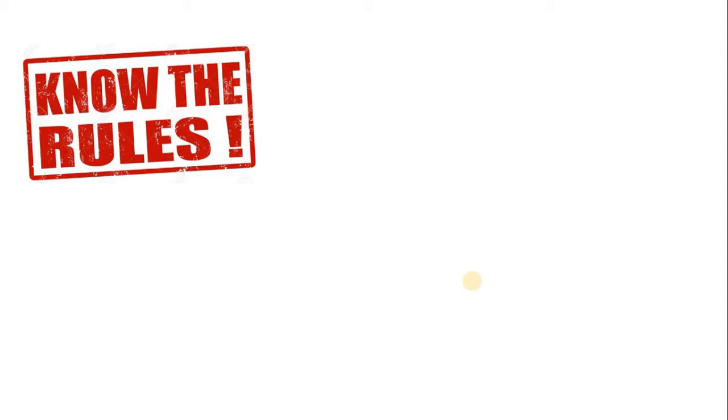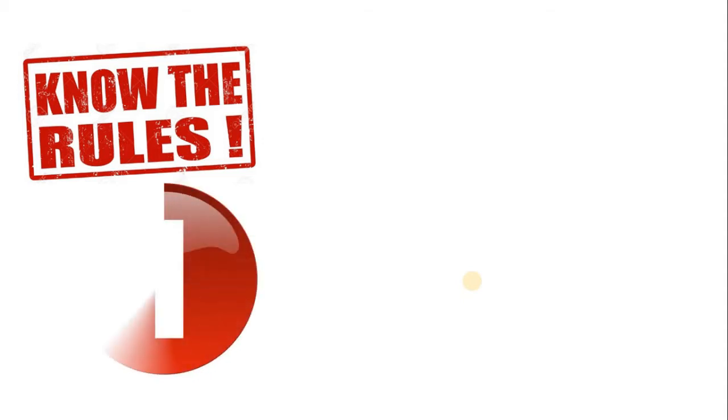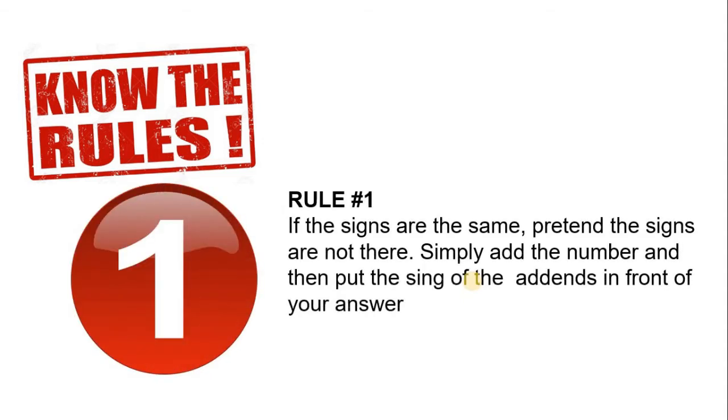We'll first discuss the rules of adding integers with same sign. So rule number 1, if the signs are the same, take note of that, pretend the signs are not there. So di ba? Pretend lang tayo na parang walang nandun. So simply add the numbers and then put the sign of the addends in front of your answer. So the word here is sign, not sing, of the addends in front of your answer. Again, if the signs are the same, kapag pareho, mag-pretend lang daw na yung sign ay wala doon.